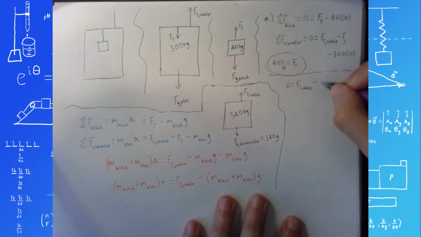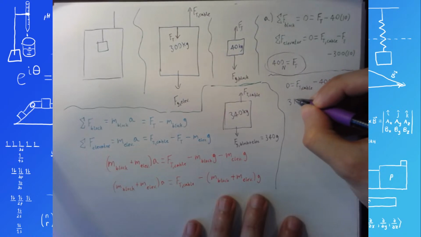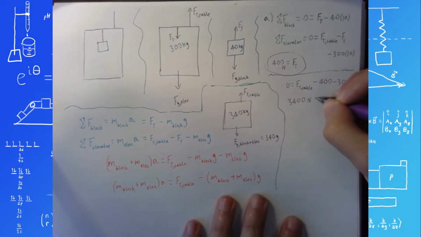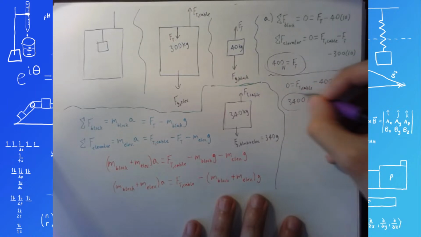Minus the force of tension, which we now know is 400 in the rope, minus 3,000 for the weight of the elevator, and we get minus 3,400. If we add 3,400 to both sides, that's 3,400 newtons for the tension in the cable. And this is what I should have actually circled as my answer.